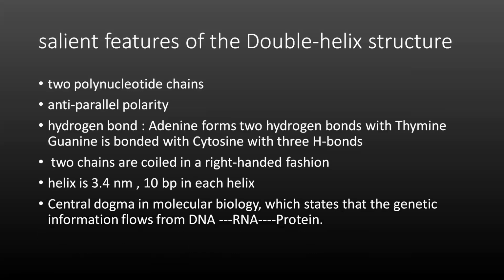Central dogma in molecular biology states that genetic information flows from DNA. The genetic information will turn into RNA, and from RNA it will give rise to protein. So this is how the genetic information is converted. Whatever information is in your DNA will first get converted to RNA. Then from RNA, it will get converted to protein.